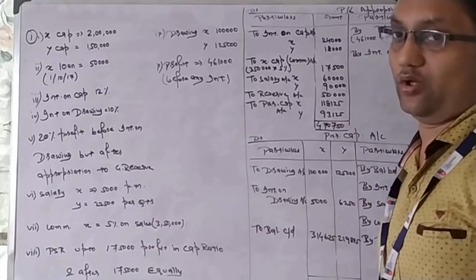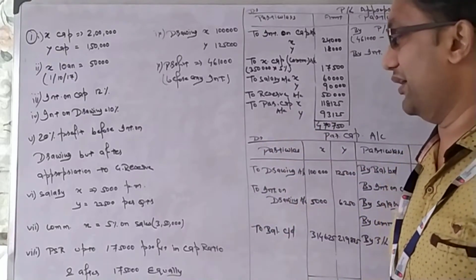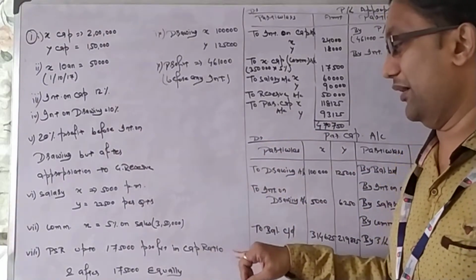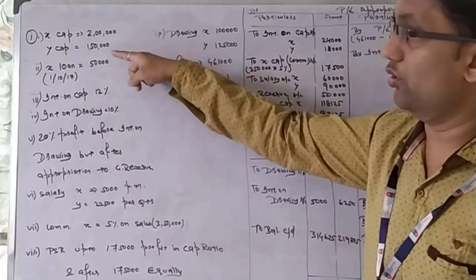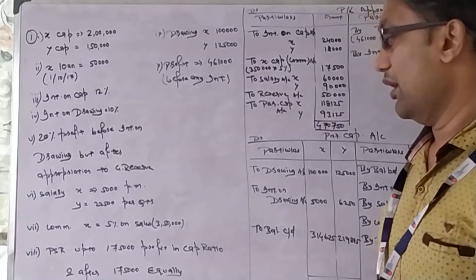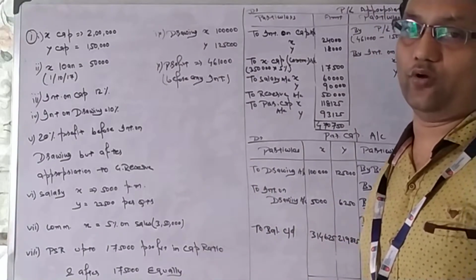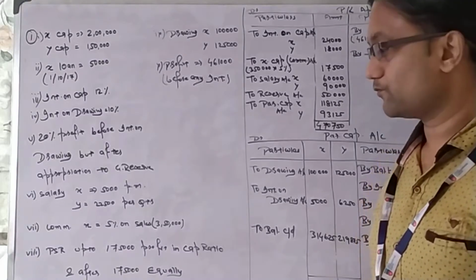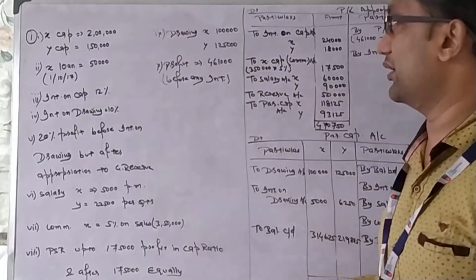Profit sharing ratio, now there is a twist. They are saying up to 1,75,000 profit, capital ratio will be followed. That is 2:1.5. And after 1,75,000, equal ratio will be followed. We will see in our solution. So this is the question given.